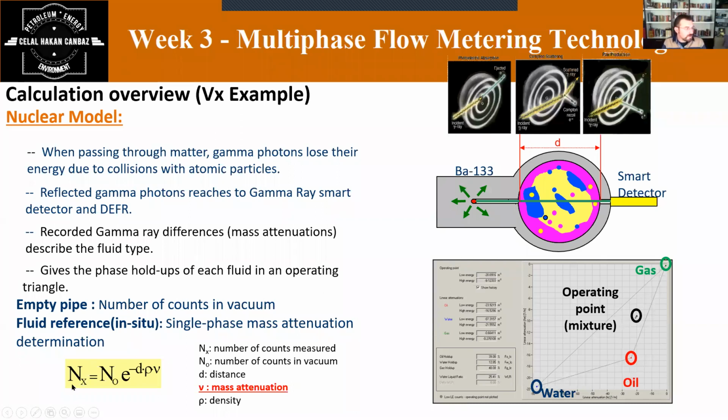The general formula it uses, as can be seen here, includes N, the number of counts measured, N0, the number of counts in vacuum, the distance, the mass attenuation value, and the density. The computer directly calculates this by getting all these results. You have your density result and your mass attenuation result, and the distance is already known according to your Venturi size. So you have all the parameters, and the computer directly calculates it.